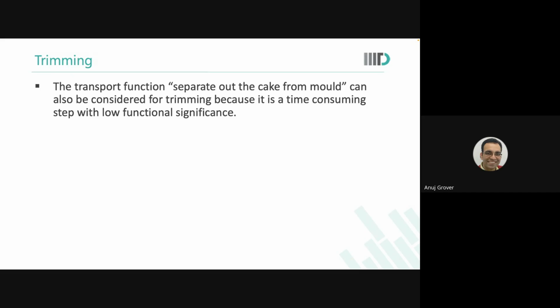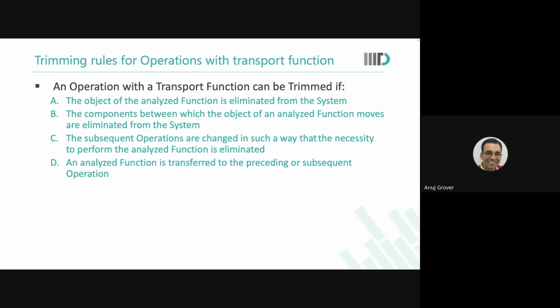I'm removing the cake from the mold. It is just a transport function. Very necessary. How do I trim that? Operation with a transport function can be trimmed if the object of the analyzed function is eliminated from the system. This won't work for us. Cake to we are producing. So cake to eliminate nahi kar sakte.